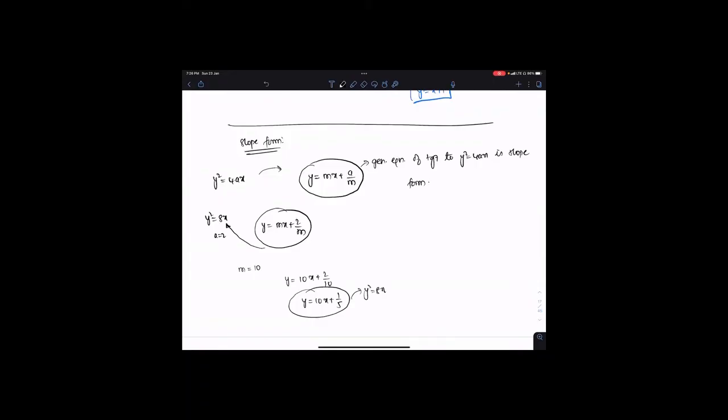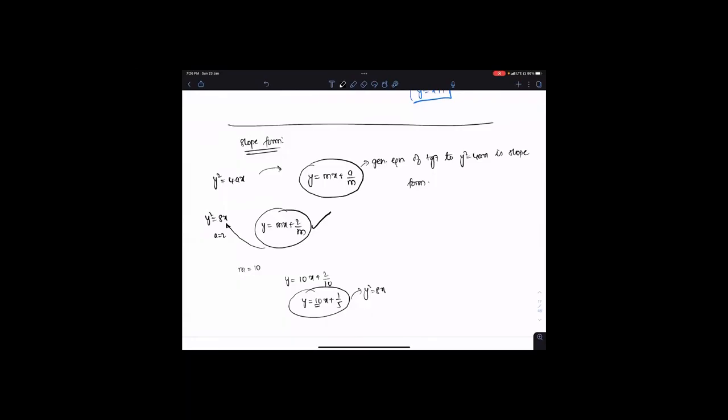Okay. And what is the slope of the tangent? 10. So no matter what value of m you substitute other than 0, this line is going to be tangent to y square equals to 8x at some point. Okay, fine. Now that is the meaning.